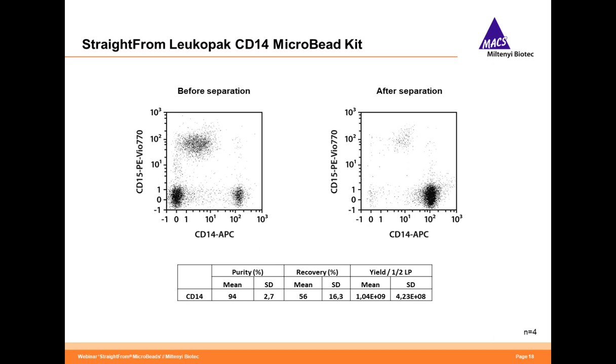An additional example here for StraightFrom Leukopak is the CD14 enrichment. You see here CD15 staining versus CD14, CD15 for the granulocytes, which might be problematic in case you have older samples, for example, and sometimes you see in co-enrichment, since CD14 is also expressed at a low level on granulocytes. But using our StraightFrom Leukopak reagents, you see here that after separation we only have really an extremely tiny amount of CD15 positive granulocytes left. The mean purity is again extremely great with higher than 94%, and the mean recovery with 56%, and the yield as before for the CD4 cells for sure simply is depending on the donor where you get your samples from.